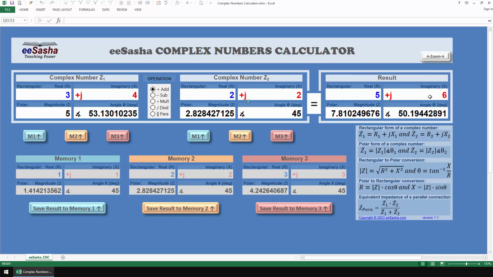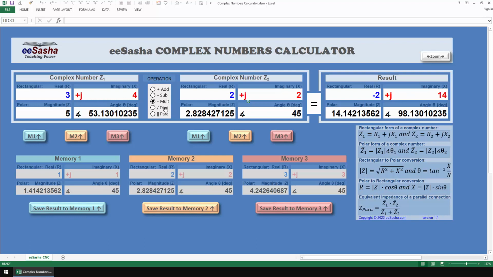Similarly goes for the imaginary component, in this case 6, which will equal 4 plus 2. Corresponding polar forms of all the complex numbers will be calculated at the same time. If I want to subtract Z2 from Z1, I can change the operation to subtraction. The result will be immediately calculated.